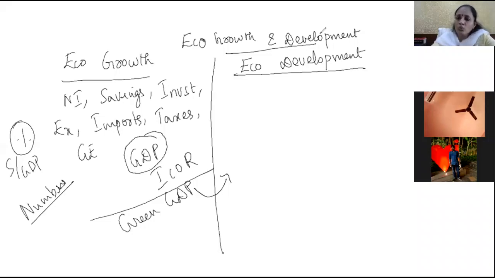What am I going to do with this money? I have to make my country better off. The earning part is what is called economic growth. How I am going to spend the money and make my country better off is what is going to be discussed as economic development.